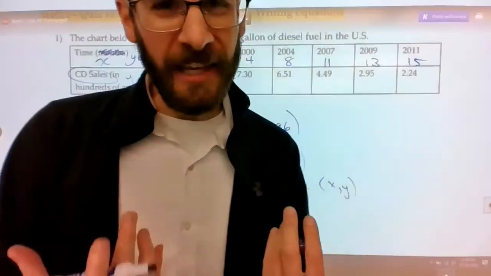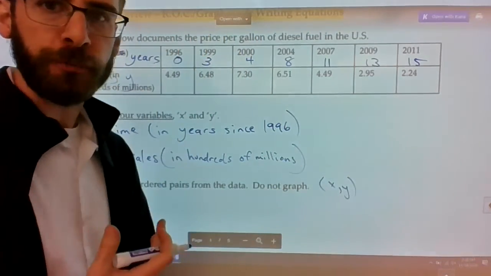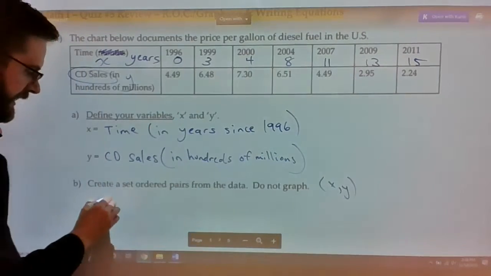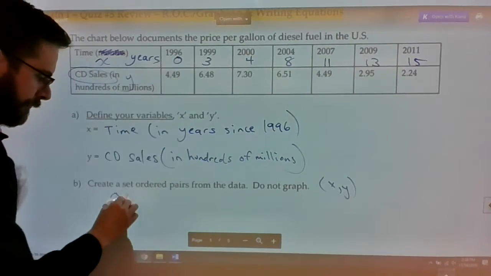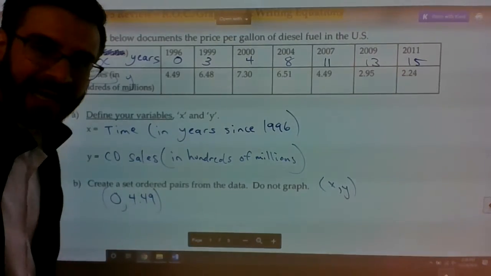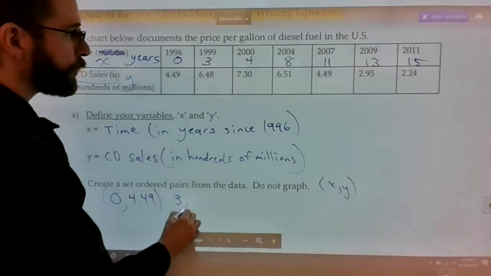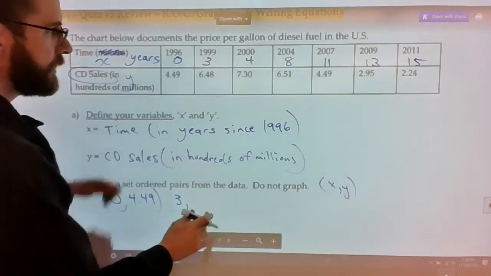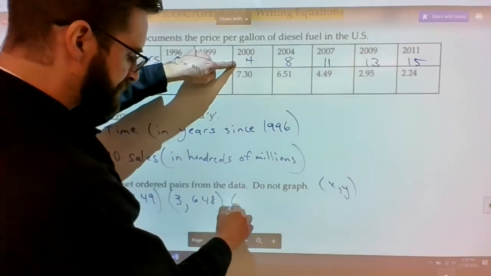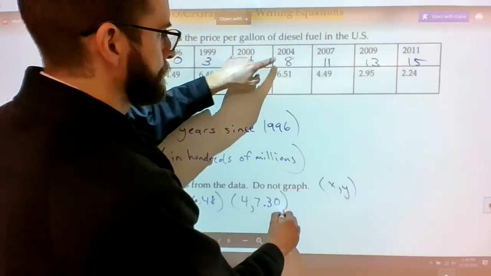Now, I don't believe I put that on the quiz where you have to make that adjustment right here, but just for future reference, if you do have a chart like that, it's way better to say that this is 0, comma 4.49 instead of 1996, comma 4.49. So here are your ordered pairs. 3, 6.48, 4, 7.03, and I'll just write out the rest.